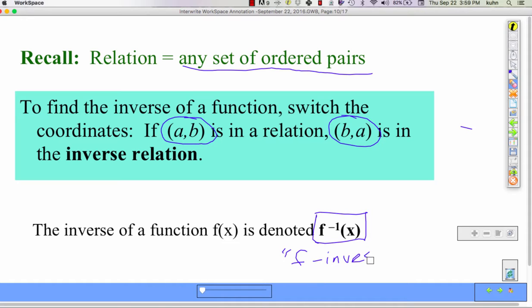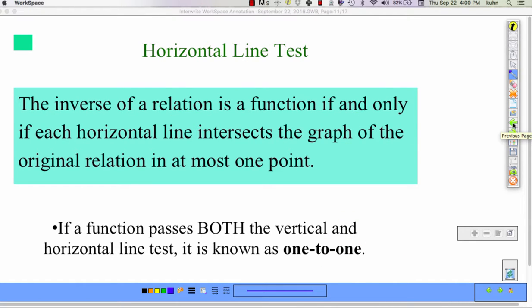So when we're calculating inverses of functions here, this negative 1 does not mean put it into the denominator like a negative exponent means. It means f inverse. So when we're talking about the inverse of a function, we write it as f inverse, or if it's g of x, it'll be g to the negative 1, and we read it as g inverse.